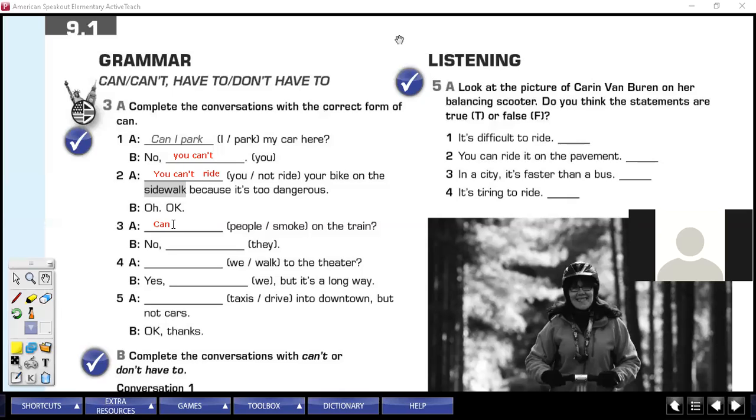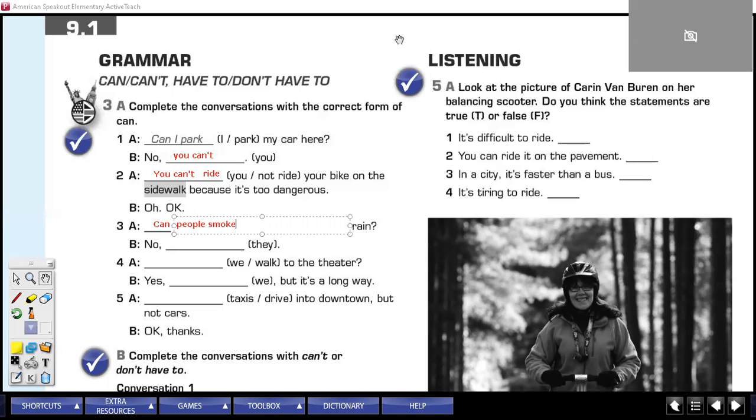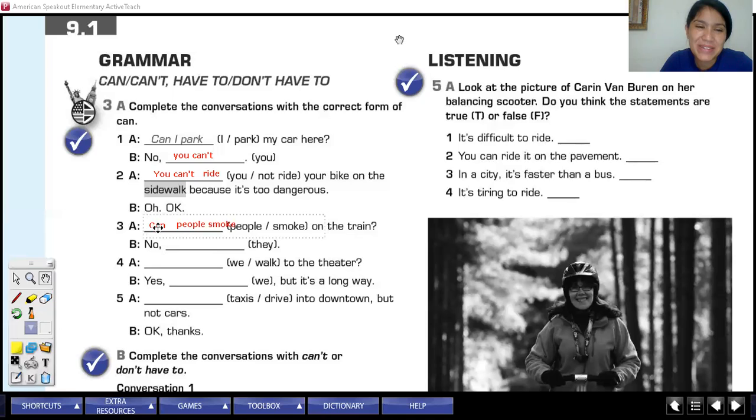Ay, profe, me perdí, sorry. Okay. Somebody else? ¿Estamos en cuál? Number 3. La del smoke, la del tren, ¿verdad? Can people smoke on the train? Ay, Evelyn está súper trabada.